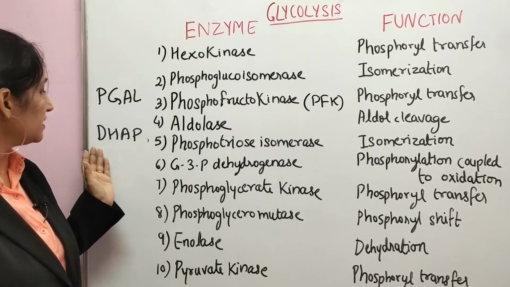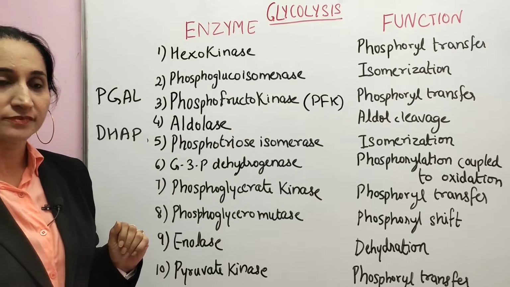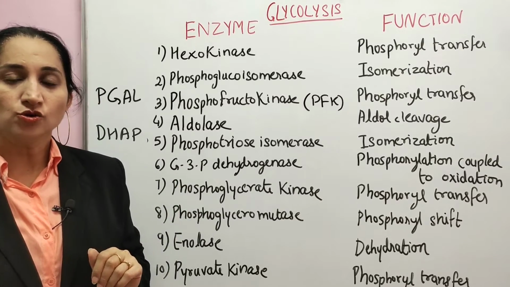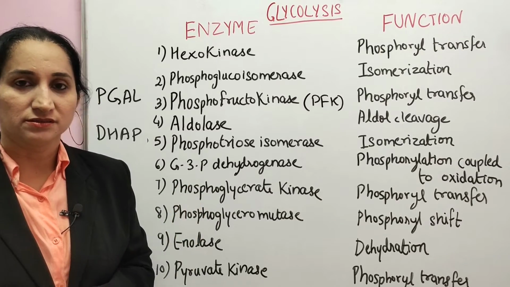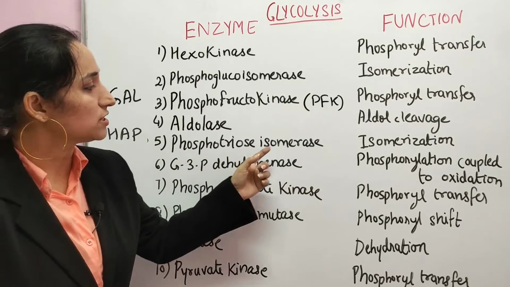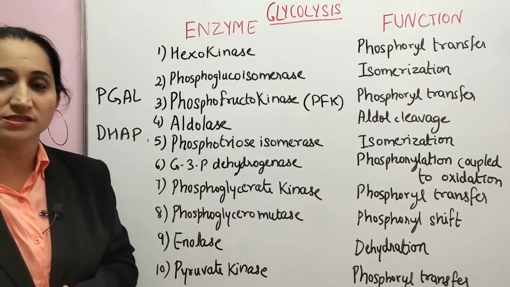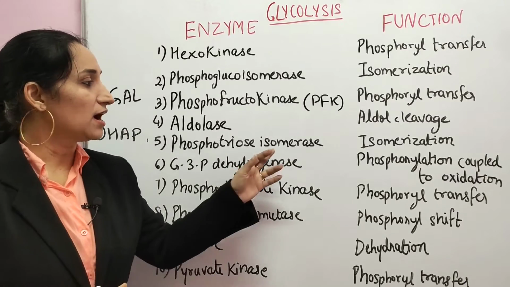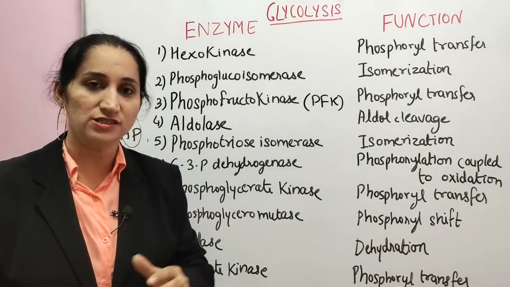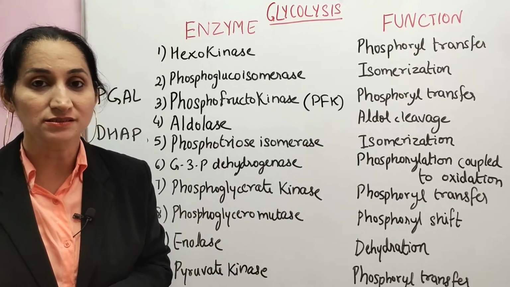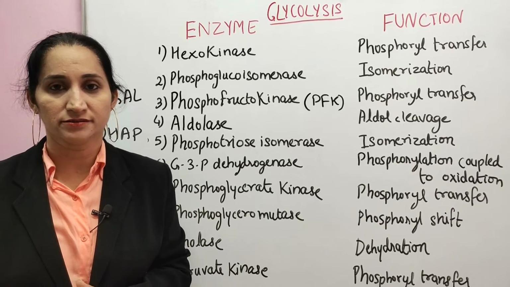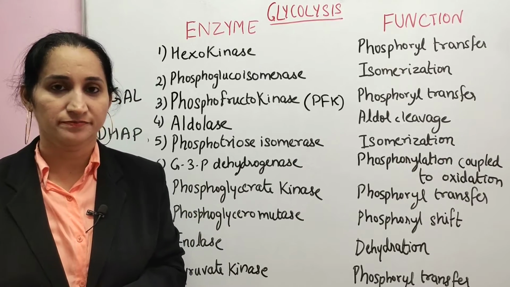This DHAP is dihydroxyacetone phosphate. PGAL and DHAP are isomers, so these are interconvertible. This conversion is done with the help of the enzyme phosphotriose isomerase. As I told you, these two are isomers, so which enzyme will catalyze the reaction? Isomerase enzyme. The function of isomerase enzyme is isomerization. What are isomers? Isomers have the same molecular formula but different physical structure, right?